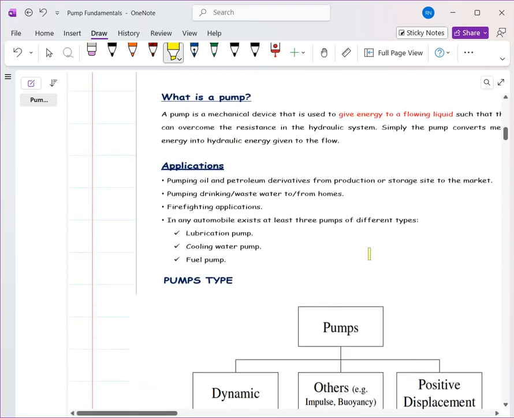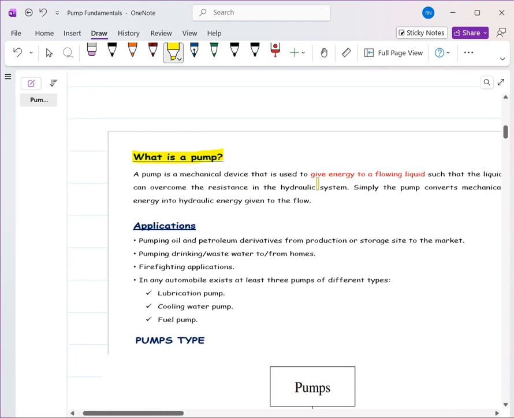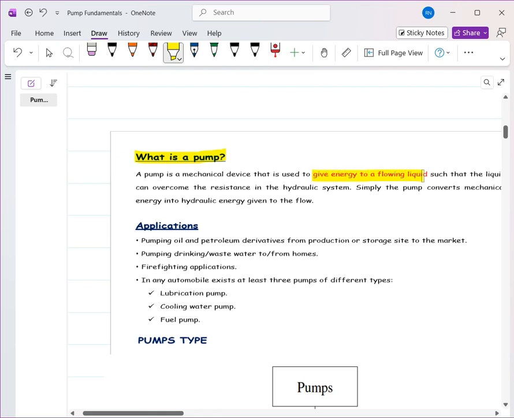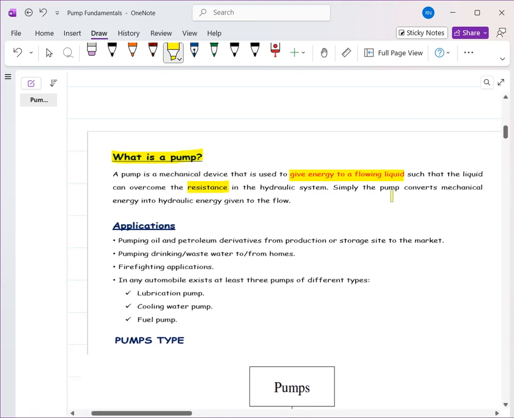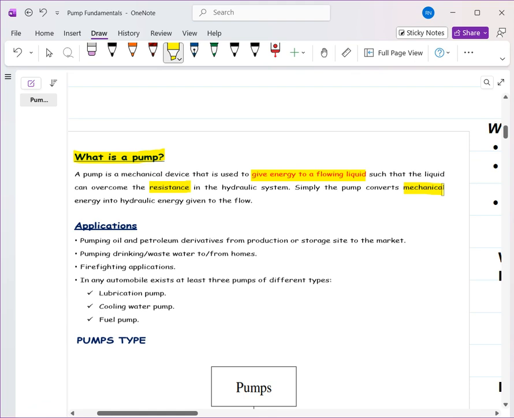So, in this video, what is a pump? A pump is a mechanical device used to give energy to flowing liquids in such a way as to overcome the resistance in the hydraulic system. Simply put, it converts mechanical energy into hydraulic energy for the flow.